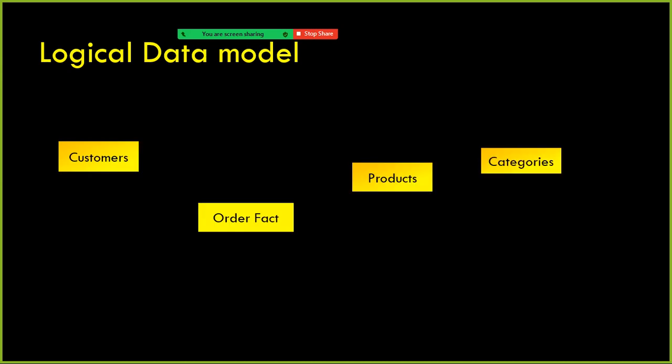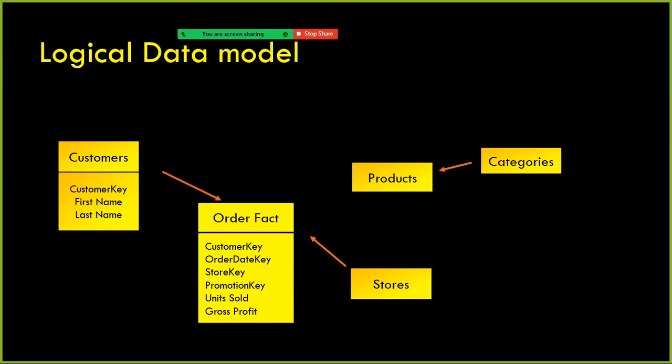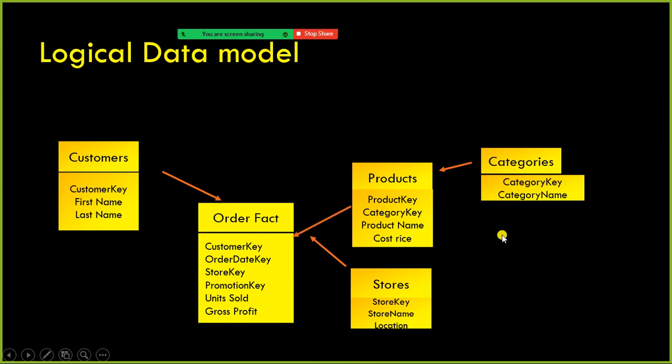For example, instead of saying just the entity alone, we describe the properties or characteristics of each and every entity. In the case of the customers table, we have the customer key, first name, last name, and for order fact, what are the columns that are required in order to create reports?